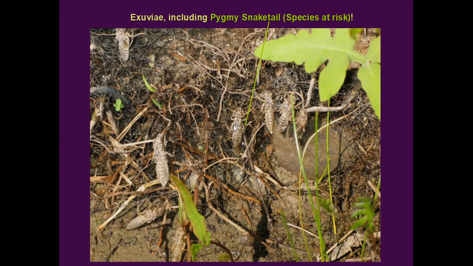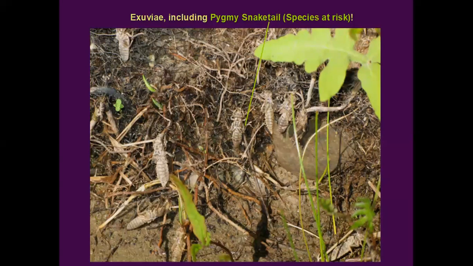And the little one in the middle there is called a pygmy snaketail. It's a species at risk in Canada, pretty much only found in New Brunswick and one site in Ontario. It may be found in Quebec. They're doing a dragonfly atlas right now, so it's to be seen, or to be awaited anyway.